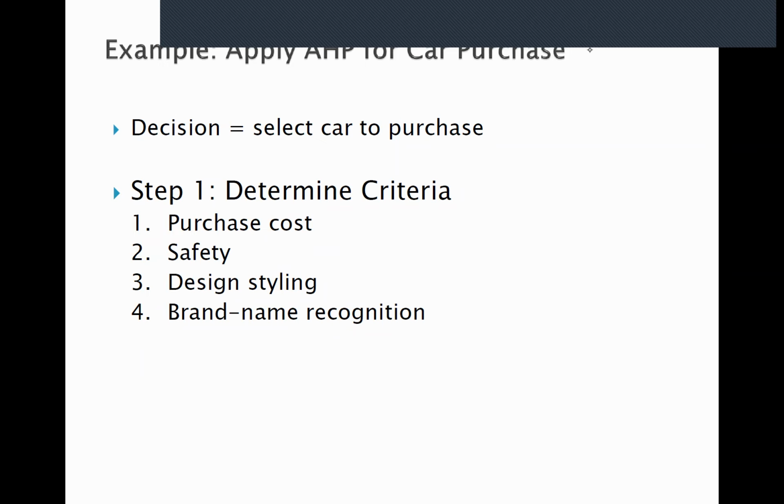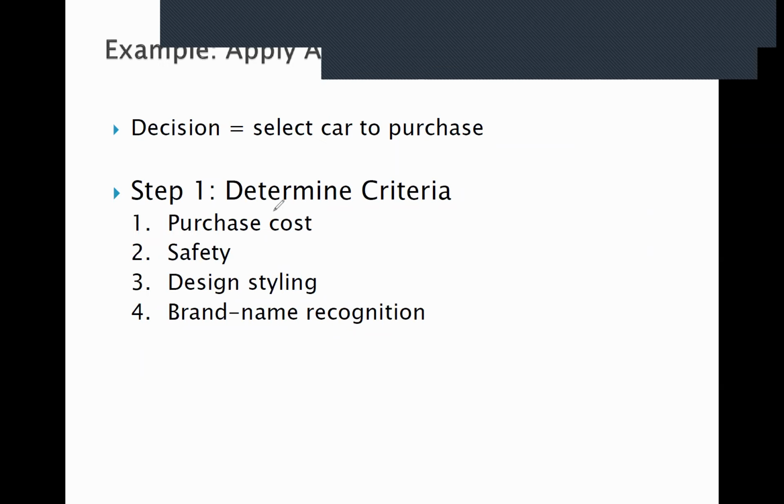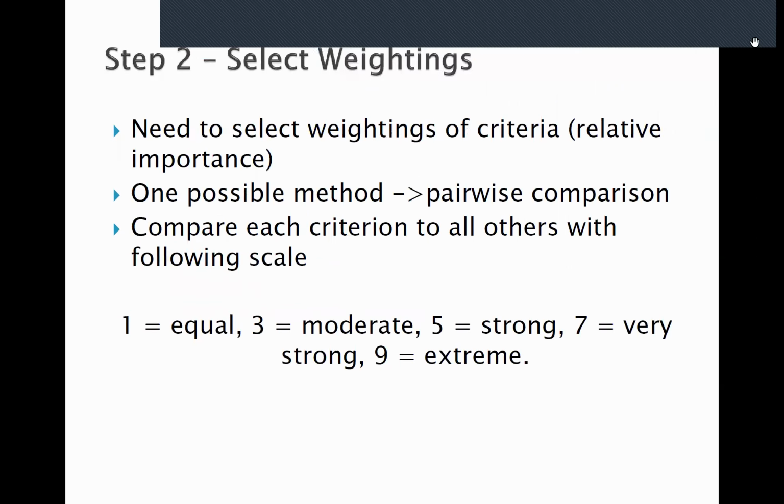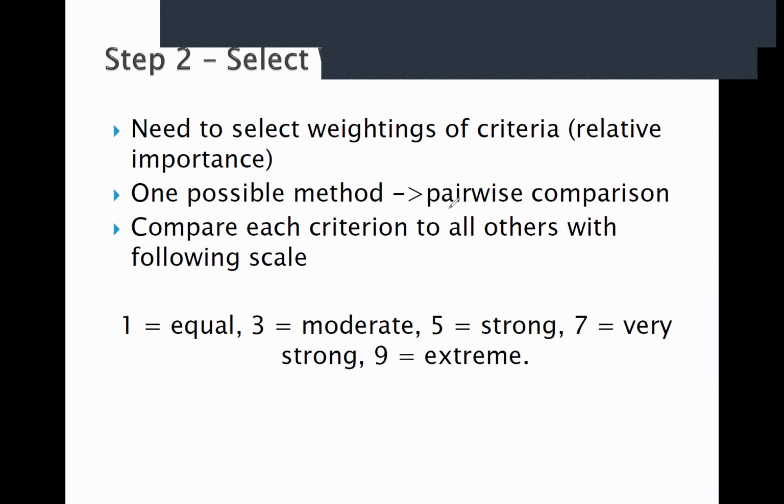Here you can see the criteria. In step one, we determine the criteria. The cost will be important, the safety, design styling, and brand recognition. You can increase this, or you can just take three or less. Next we have to choose the weightings for each of the criteria. It's relative, of course. We may use pairwise comparison in doing this.